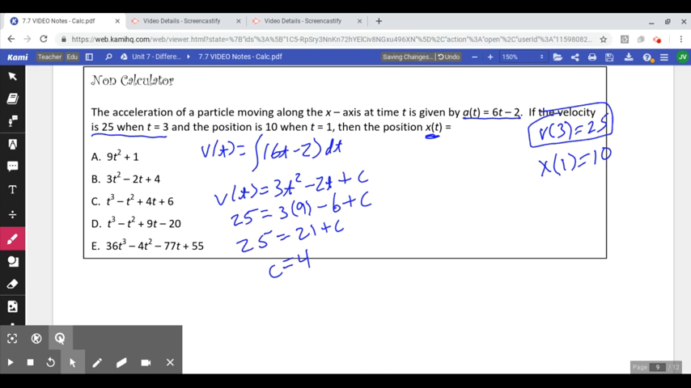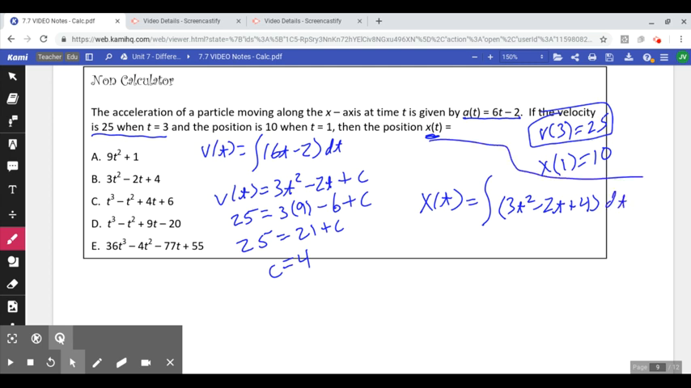Now, we're also going to need to take the antiderivative of that velocity function again. So if we do that, we're going to find that x of t, or the position, is going to be the antiderivative of 3t squared minus 2t, and then we actually have that value of c now, which is positive 4. So I'm kind of working down the road a little bit here, and we've got our differential dt on the right.